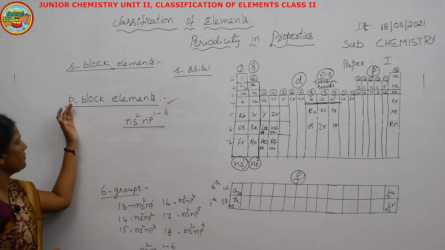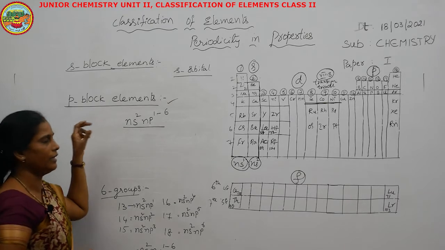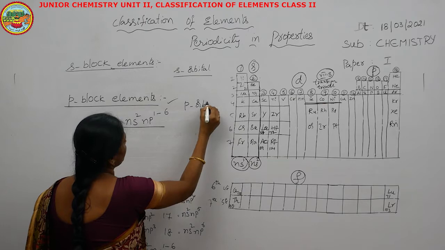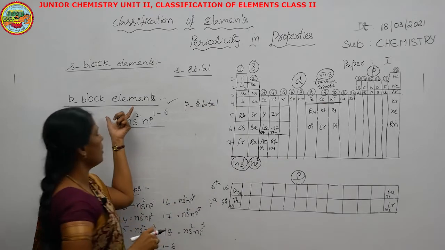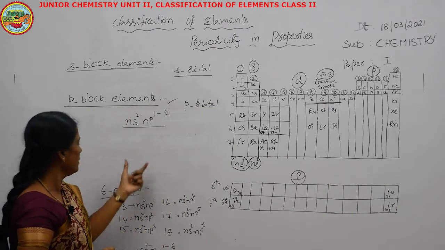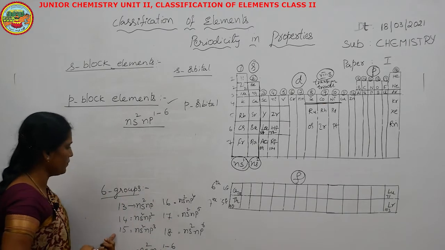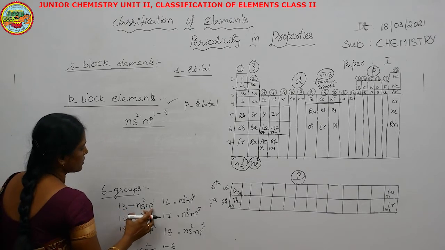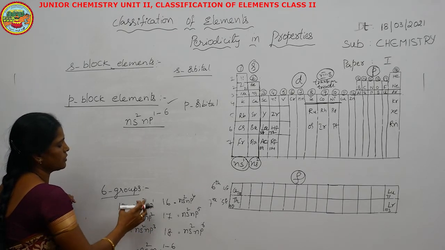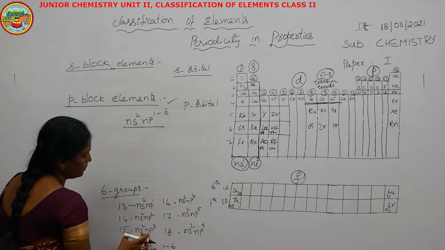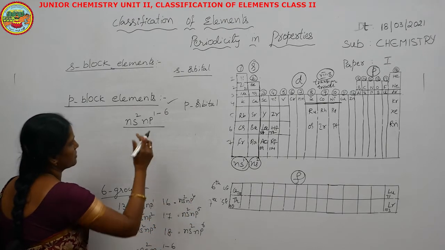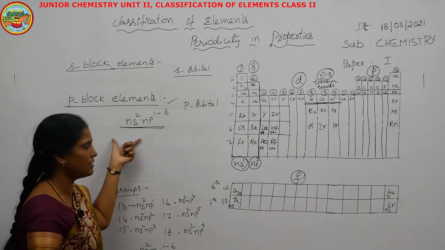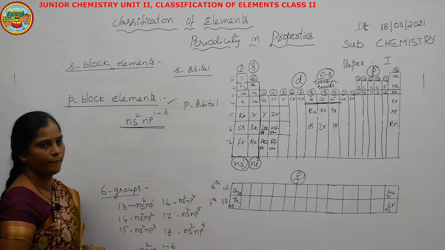That means p block elements means the differentiating electron enters into the p orbital. First point, the p orbital. This block contains 6 groups: 13, 14, 15, 16, 17, 18. The 13 group starts the electronic configuration ns2 np1, then p2, p3, p4, p5, p6. Therefore, the general electronic configuration of the p block is ns2 np 1 to 6.